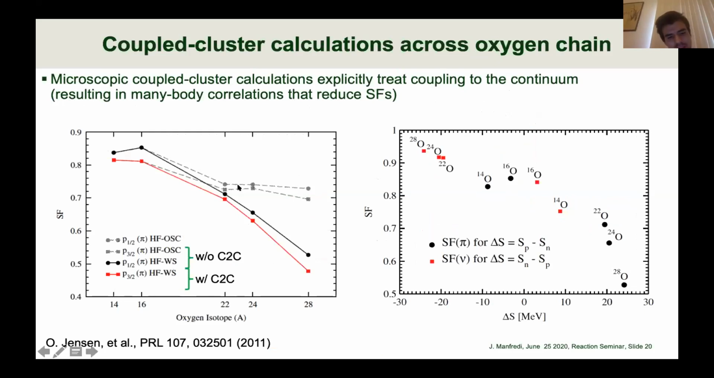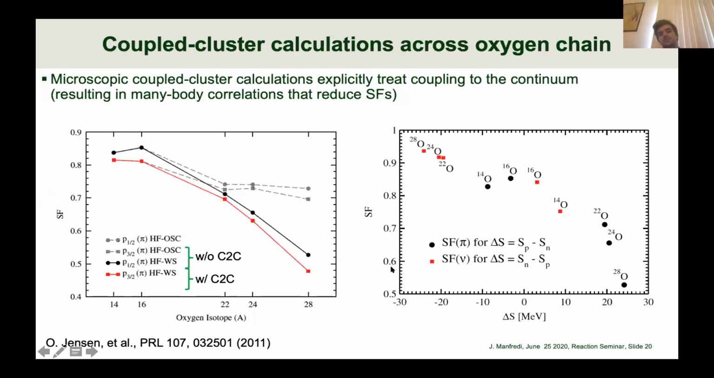Sorry, the brackets kind of got displaced for some reason, but these top two sets of points correspond to structure calculations with just normal Hartree-Fock, so no coupling to the continuum. Whereas the bottom, you do have this coupling to the continuum, and you can see that the black and red points have a much stronger reduction as a function of the oxygen isotope number A than the gray points.